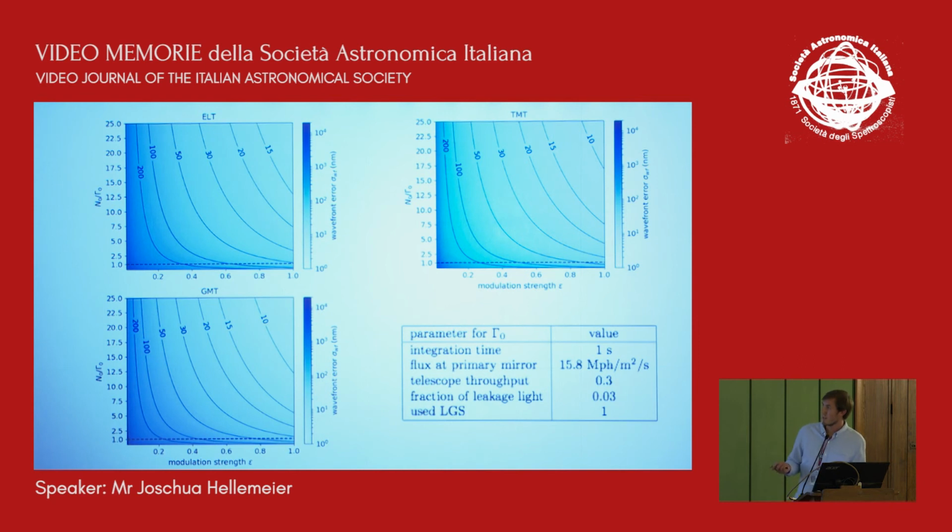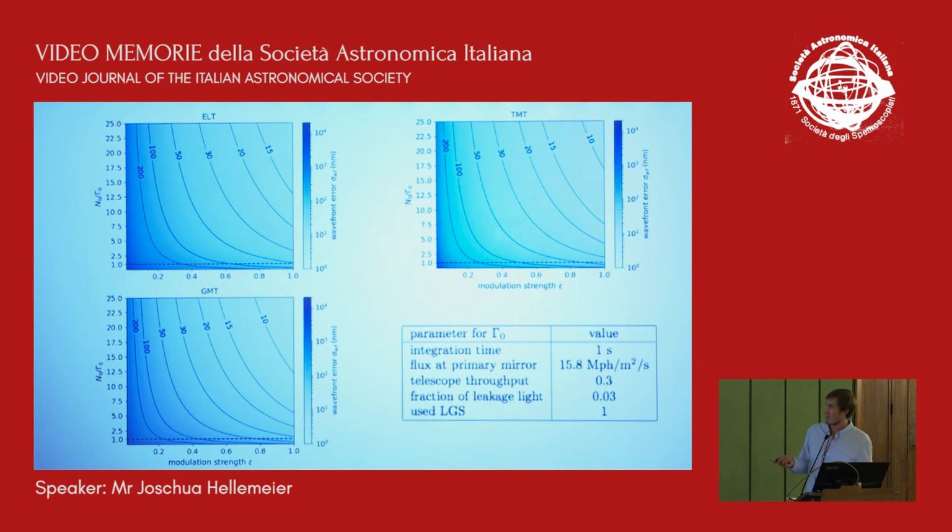So to see the capabilities of this method, these plots actually are even better suited. Here we have the number of photons on the y-axis, the modulation strength on the x-axis, and the corresponding wavefront errors are the contours. And this is for the 3 different ELTs.